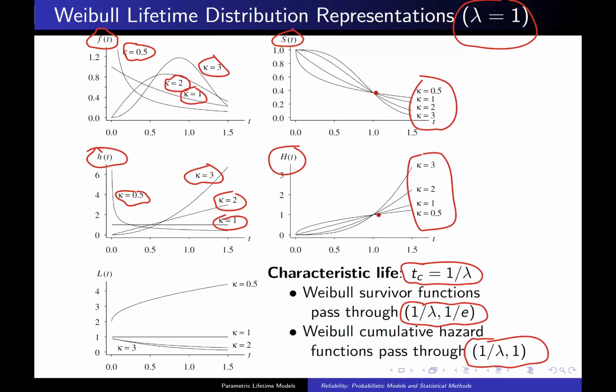And finally, the last is the mean residual life. And here is the mean residual life for kappa equals 0.5. That's the DFR case. And then kappa equals 1 is the exponential case. And then kappa equals 2 and kappa equals 3 are the increasing failure rate cases. Notice as the hazard function increases for kappa equals 2 and kappa equals 3, the mean residual life goes down because the items are wearing out.